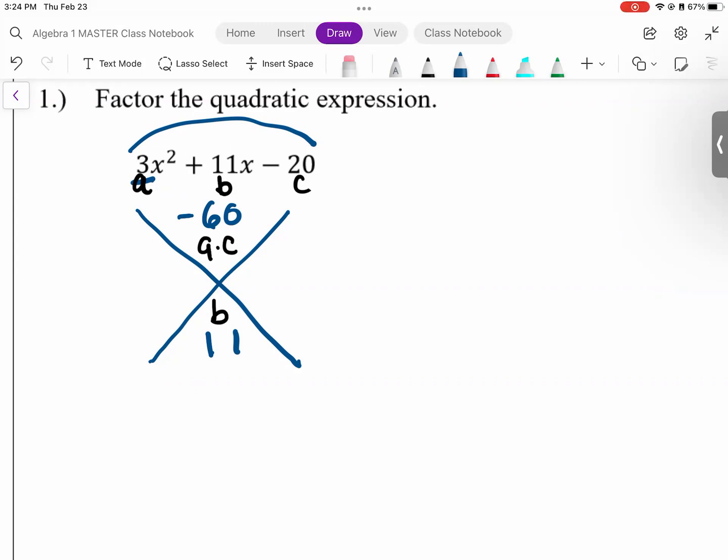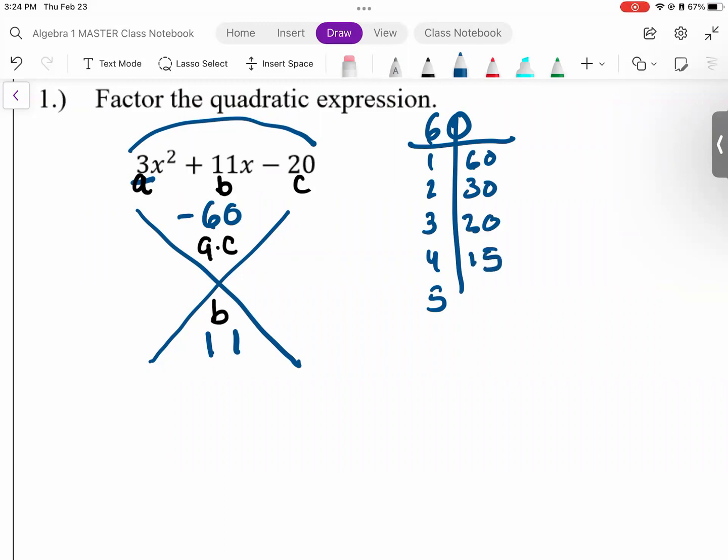Again, you can start by creating your list of numbers. So if we have 60, we can divide it by 1, 2, 3, 4, 5. So 60 divided by 1 is 60. 60 divided by 2 is 30. 60 divided by 3 is 20. Remember, I need to get to 11. And then 60 divided by 4 is 15. And I think I might have it with 4 and 15. So let's go ahead and check this. We can put a 4 and 15.